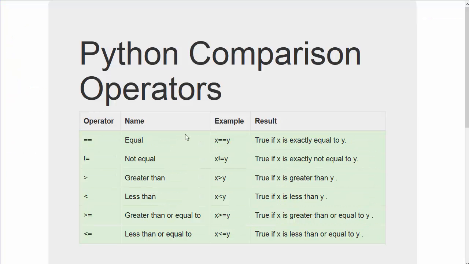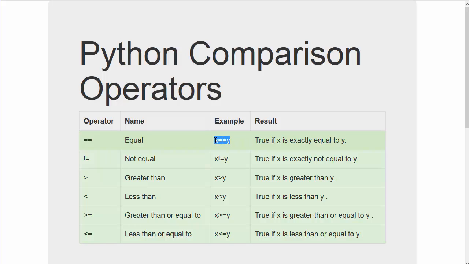In Python, these are some of the comparison operators you can use. You can use this double equals to check the equality between two values. You have this not equal operator with this exclamation mark and equals, which you can use to check the non-equality between two values. There is a greater than operator and there is a less than operator, and also there is a greater than equals operator and the less than equals operator. Now examples of each of these operators I have given here.